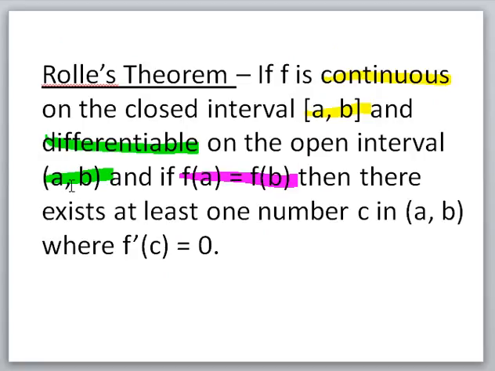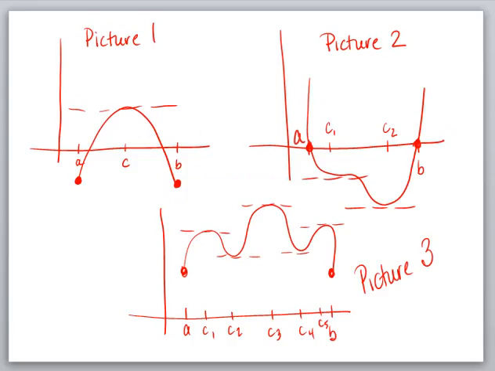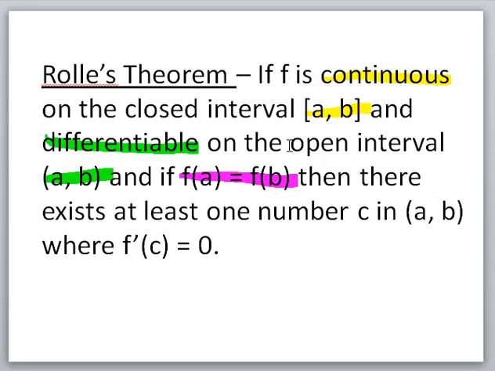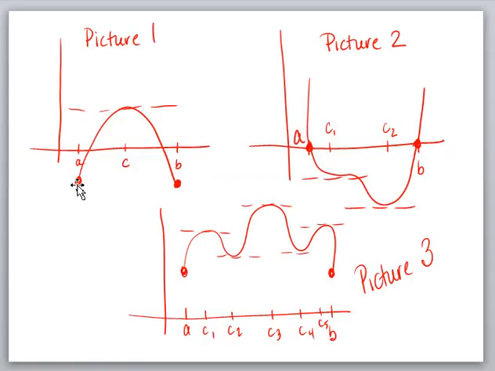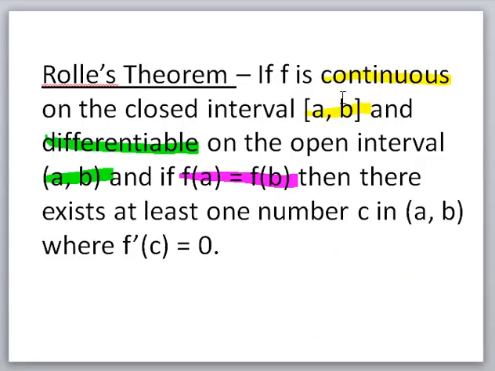The second thing is differentiable on the open interval. Remember, it's not differentiable at a corner, cusp, asymptotes, and at endpoints. But since we're talking about an open interval, the endpoints are thrown out. Notice there's no corners, cusps, or asymptotes in picture 1, none in picture 2, and none in picture 3 either. So it does meet the second requirement. The third requirement is that the heights of A and B have to be equal. Notice how the heights, or f of A equals f of B, on each of the three pictures. So the three requirements are met.